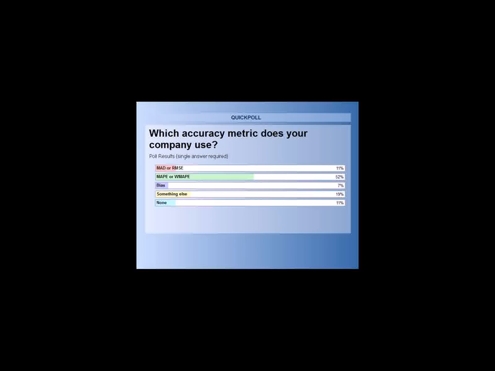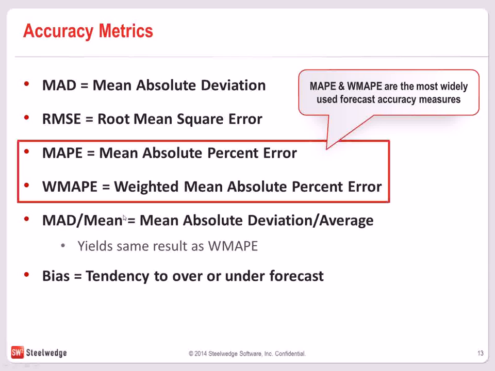Interesting results. 11% have voted for MAD or root mean squared. 52% have voted for MAPE or weighted MAPE. 7% for bias, 19% for something else, and 11% say they don't do anything. They say none. So I'm going to just close this and pass the presentation back to you.